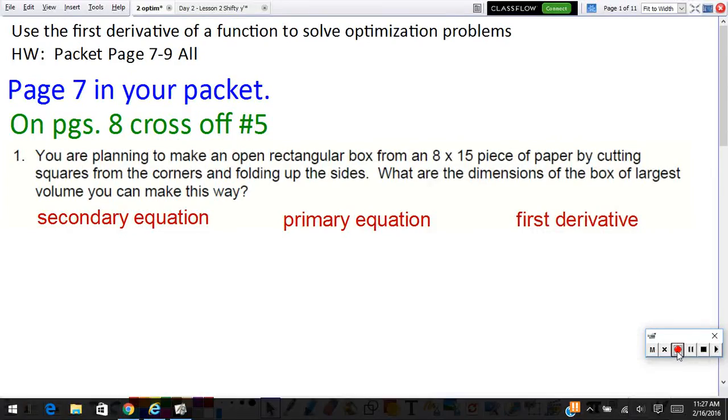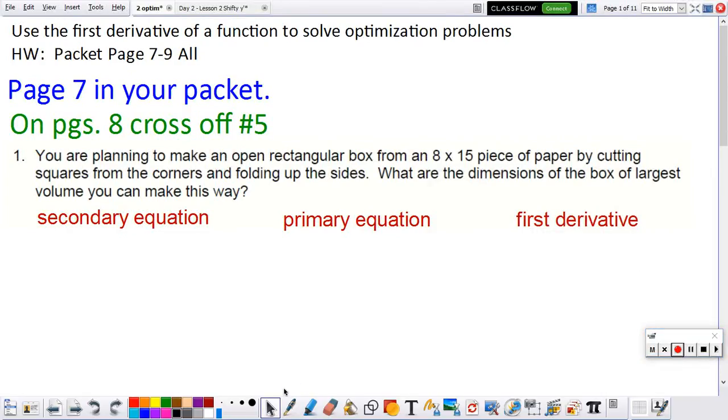Okay, so this is our second day solving optimization problems using the first derivative. Go ahead and turn to page 7 in your packet, and just as a note, you don't need to do number 5, it's on page 8. So let's read number 1.